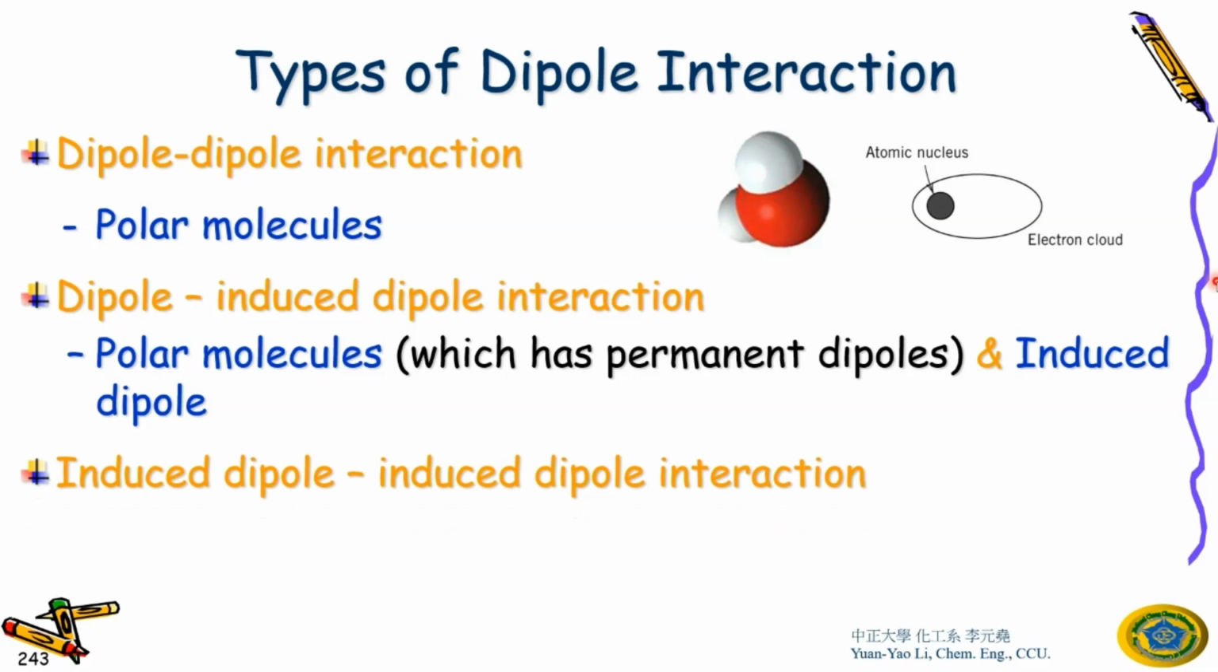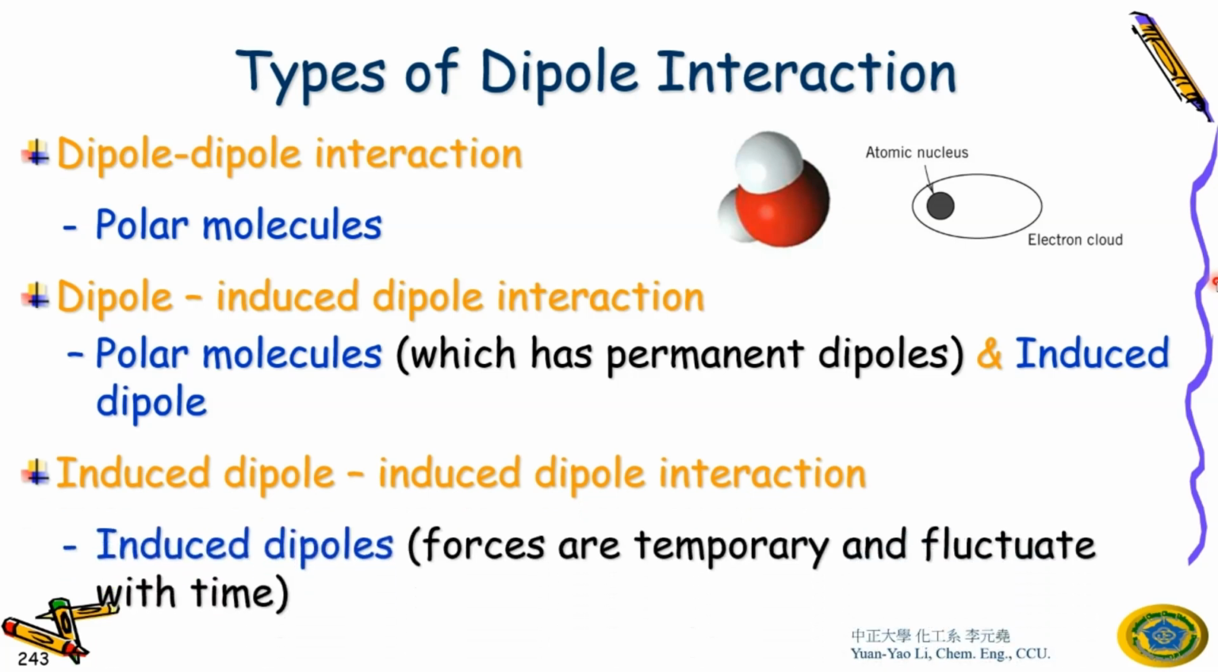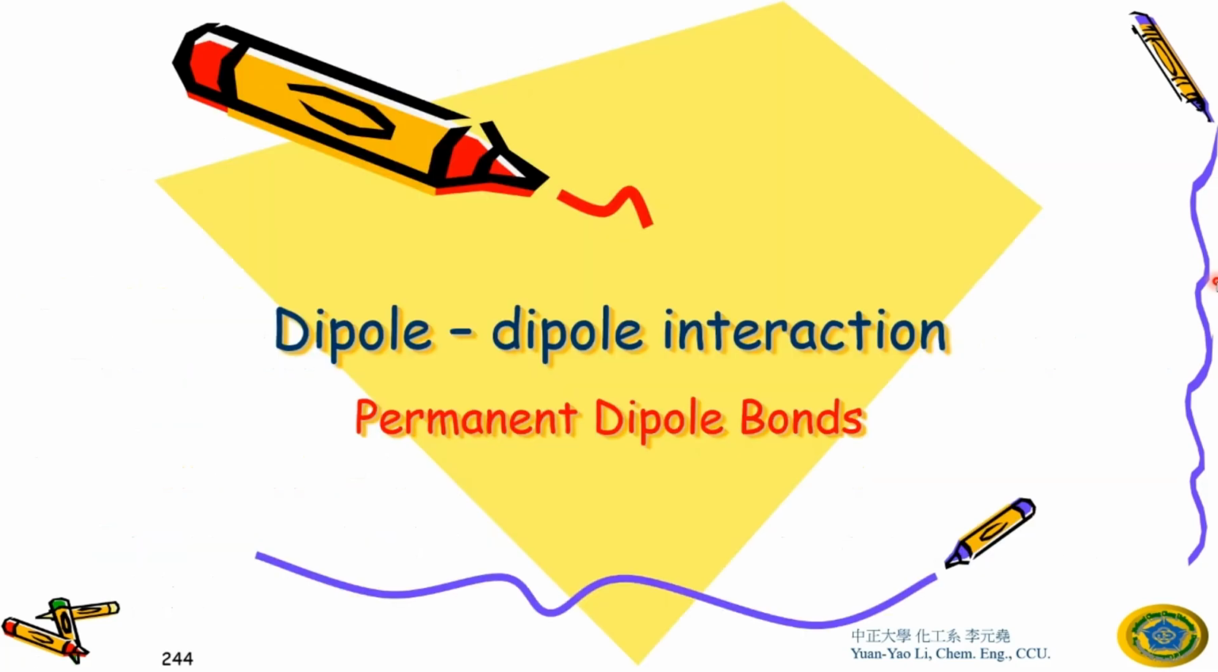How about induced dipole interaction? This is very interesting. How come you can have an induced dipole? You can have two induced dipoles. The forces are temporary and fluctuating with time. We are going to talk about this. I don't know whether we have time today or not, maybe not. We might talk about this next week. But let me start from the first topic: dipole interaction, permanent dipole bonds.